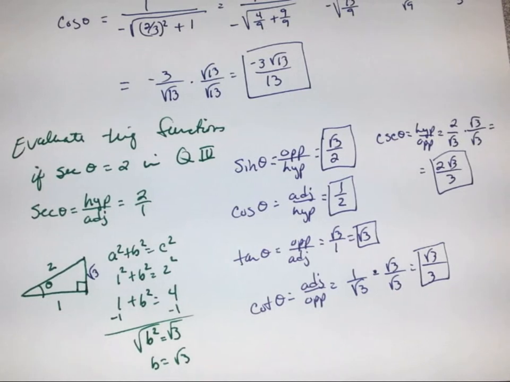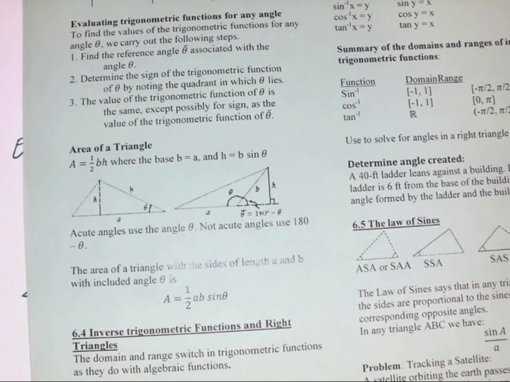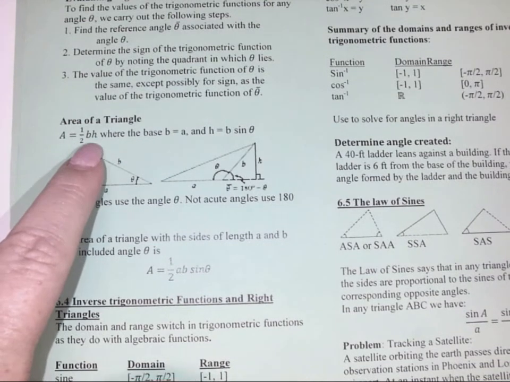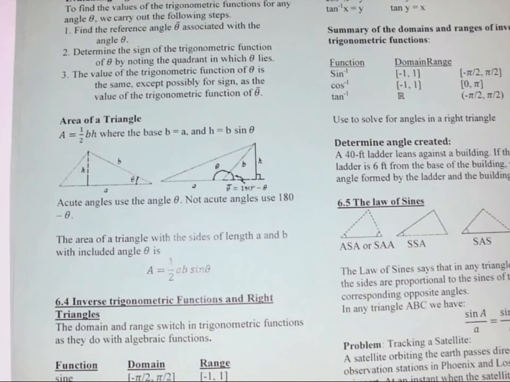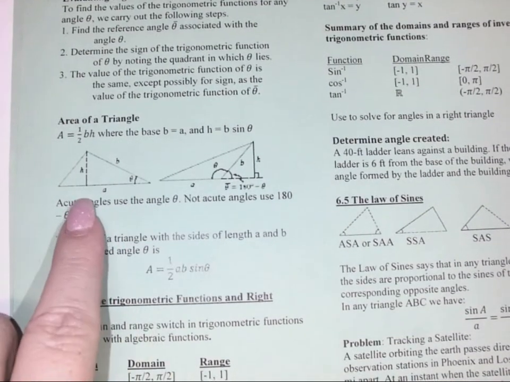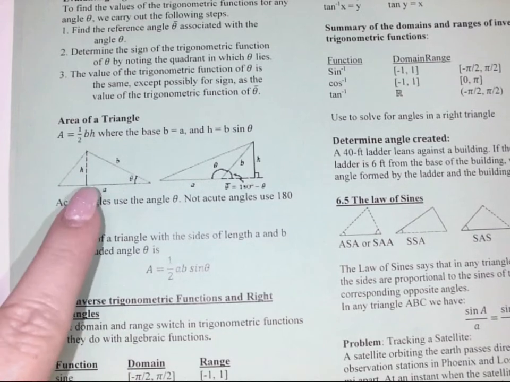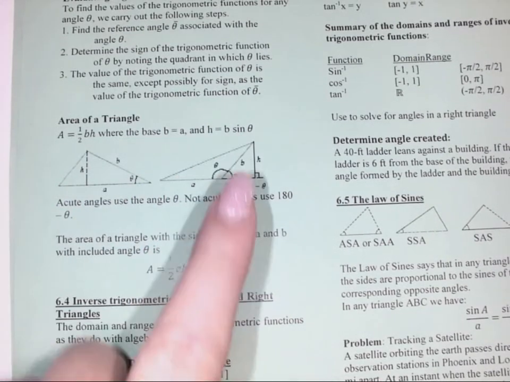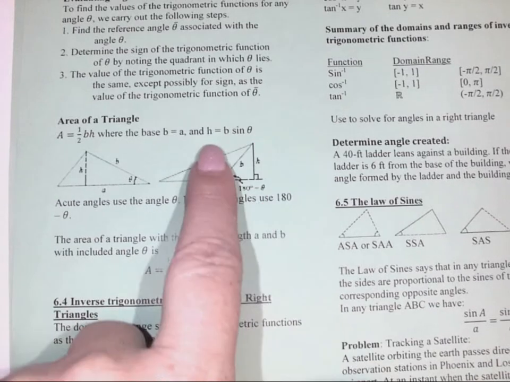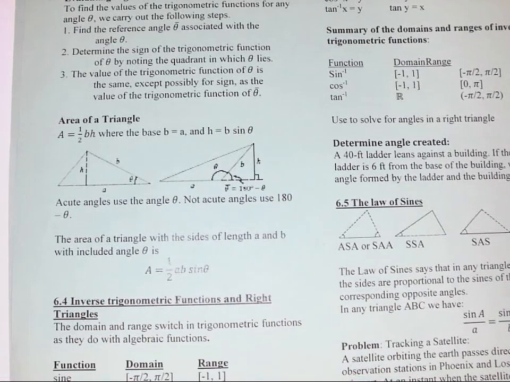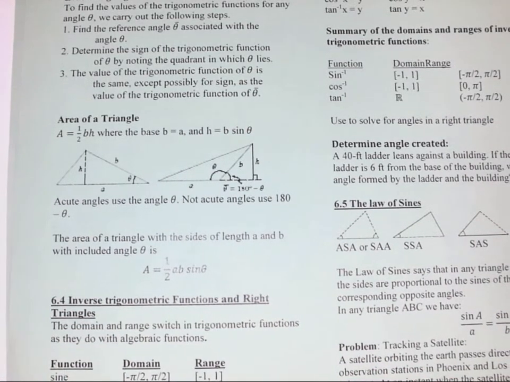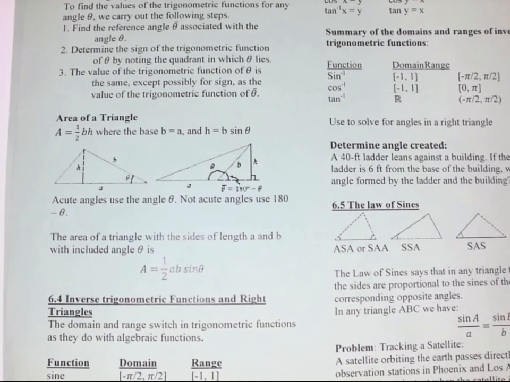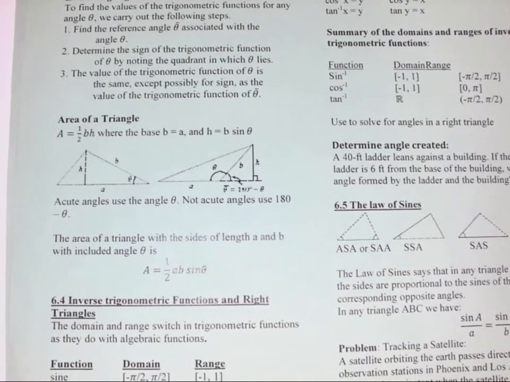So we have another problem here. We're going to find the area of a triangle. The area of a triangle is 1/2 base times height, where the base is equal to our A down here, and H, the height, is equal to B sine theta. So this would be the part you need to know. Acute angles use the angle theta. Non-acute angles will use 180 minus our theta.